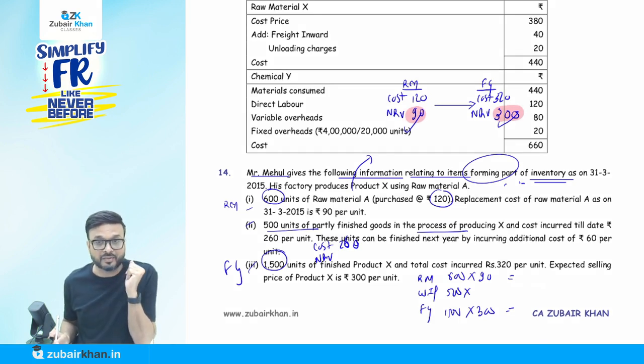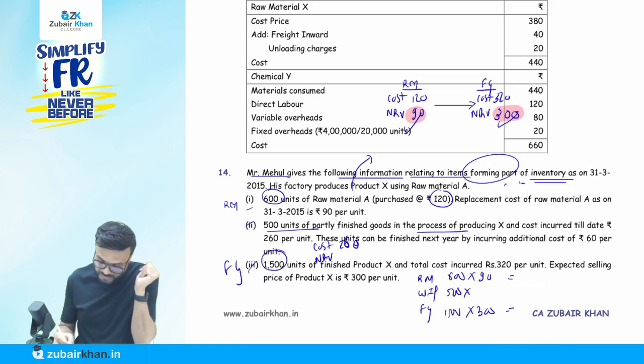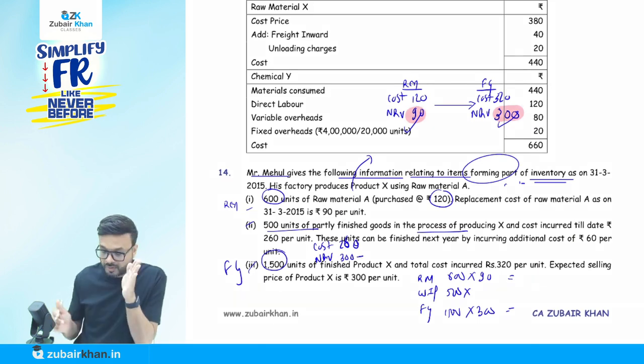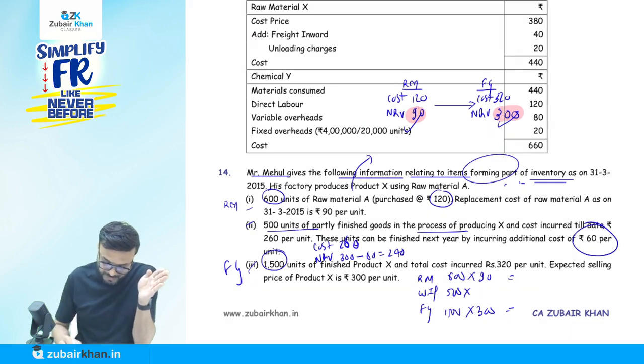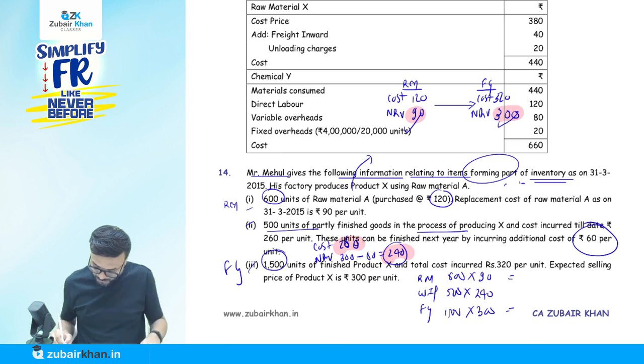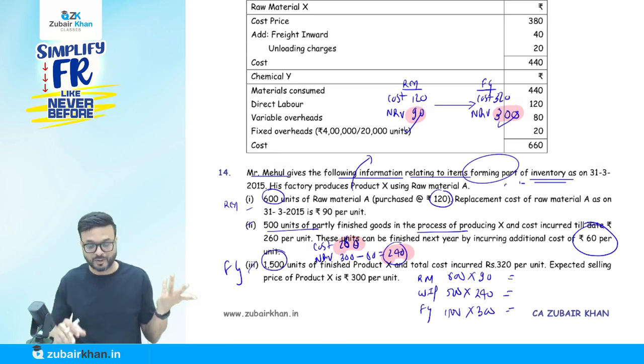So how do we calculate NRV here? We have to take the NRV of finished goods. How much is the NRV of finished goods? It is 300. So I will take 300 minus the cost that will be incurred from WIP to finished goods stage, 60. So I will minus 60. 240 is NRV. So 260 is cost, 240 is NRV. The lower is what? 240. So I will multiply by 240.